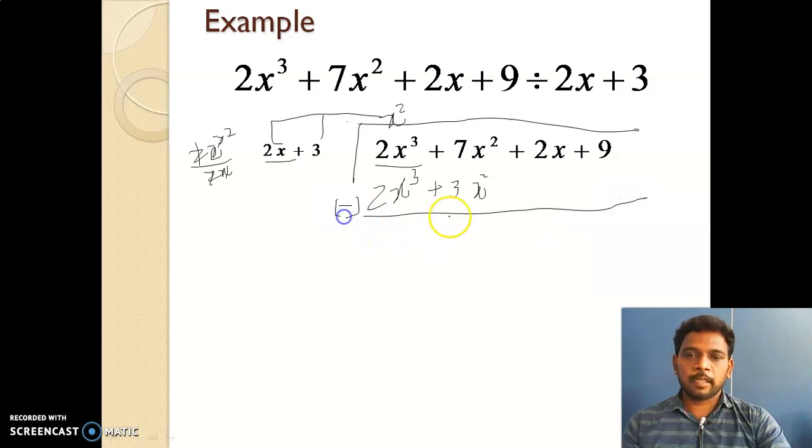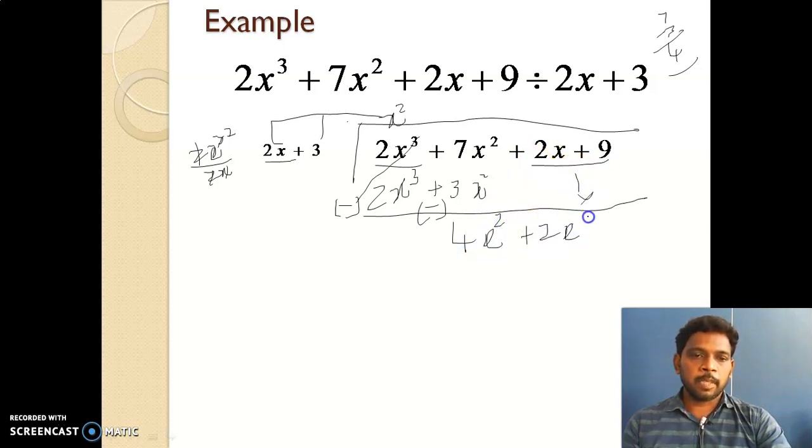Okay, so now change the sign of the down expressions. So here minus and here minus. So this term will cancel each other. So here plus 7, after changing this minus 3. So plus 7 minus 3. So when we simplify this, plus 4. So 4x square, and down the other two expressions here, that is 2x plus 9. So look at the degree of the remainder. So power 2, and degree of the divisor 1. So continue the process.